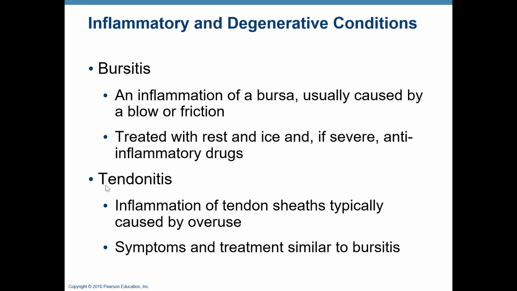Now, if it happens in the tendon sheath, not the tendon, but the tendon sheath that wraps around a tendon, and it's inflamed, then it's referred to as tendonitis. And just to bring to your attention, anything that you say "-itis", as far as we're concerned, means inflammation. So this is inflammation of tendon sheaths, typically again by overuse. Treatment's going to be the same as the bursitis would be what? Rest, ice, and if it's severe enough, maybe some steroid injections to reduce the inflammation.